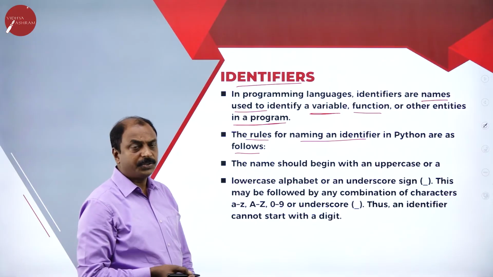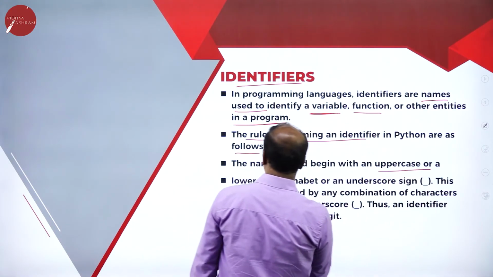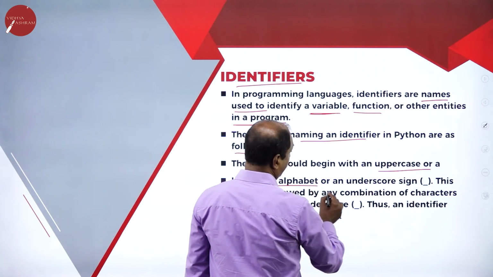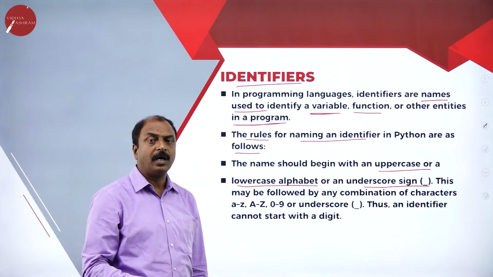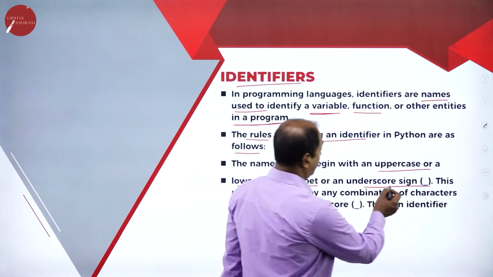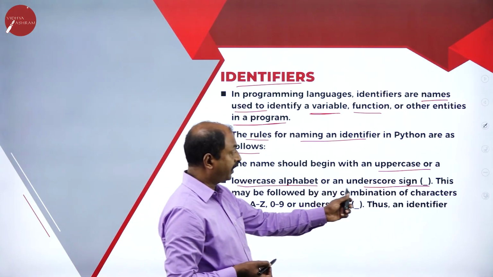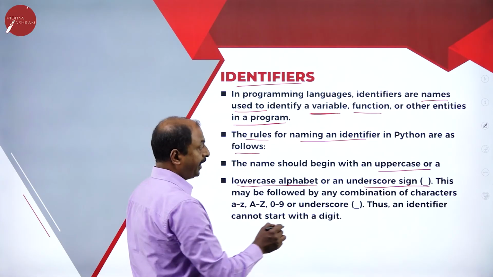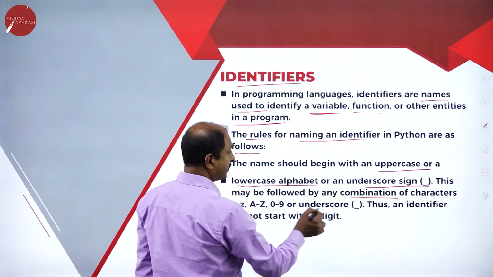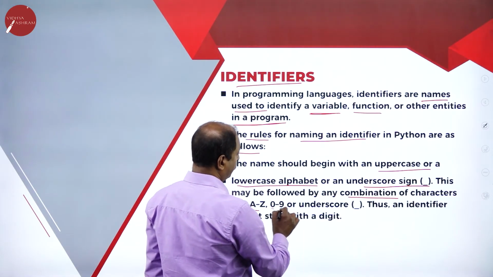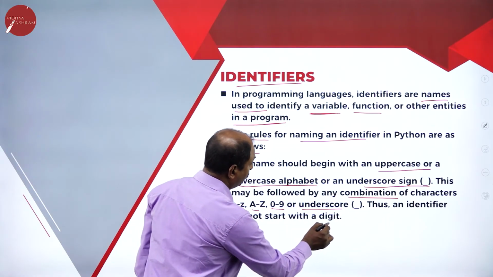So the first rule says that the name should begin with an uppercase or a lowercase alphabet, or an underscore. So if we want to frame an identifier, we can start it with an uppercase character or a lowercase character or with the underscore. And this may be followed by any combination of characters like A to Z, uppercase, and numbers or underscore. Thus, an identifier cannot start with a digit.